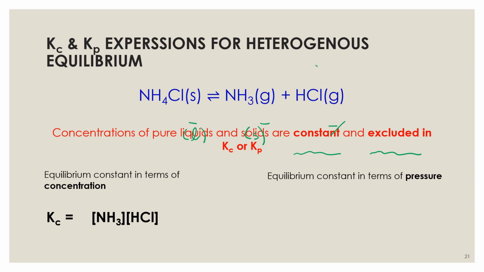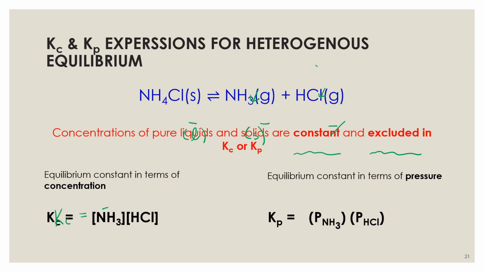the symbol of the reactant or product, okay, yang berada dalam fasa liquid ataupun solid ke dalam Kc maupun dalam Kp expression. So, in order to write the equilibrium constant in terms of concentration Kc, maka kita hanya akan consider fasa gas dan aqueous sahaja jika ada. So, here kita akan menulis okay, this HCl dan juga ammonia because they are in gaseous form.